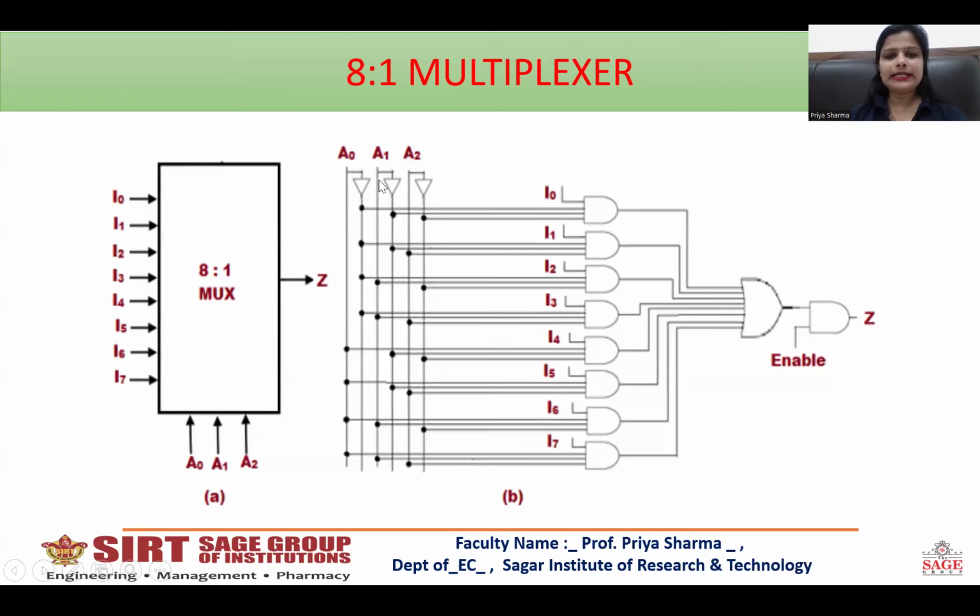For the 8 is to 1 multiplexer, there will be 8 inputs, 3 selection lines, and 1 output. This is the proper logic diagram of the 8 is to 1 multiplexer.